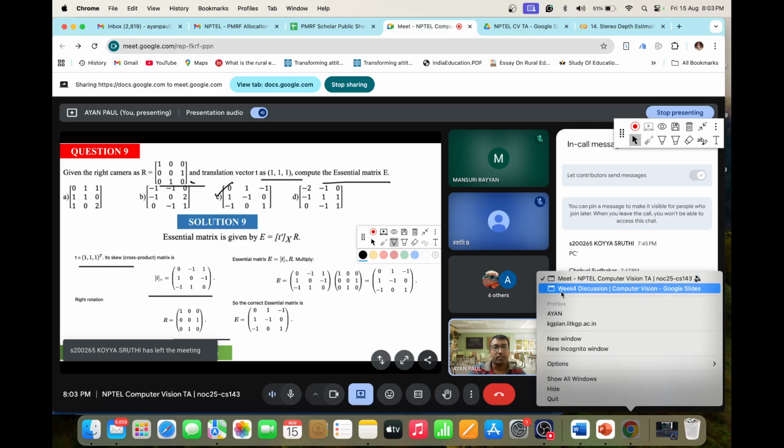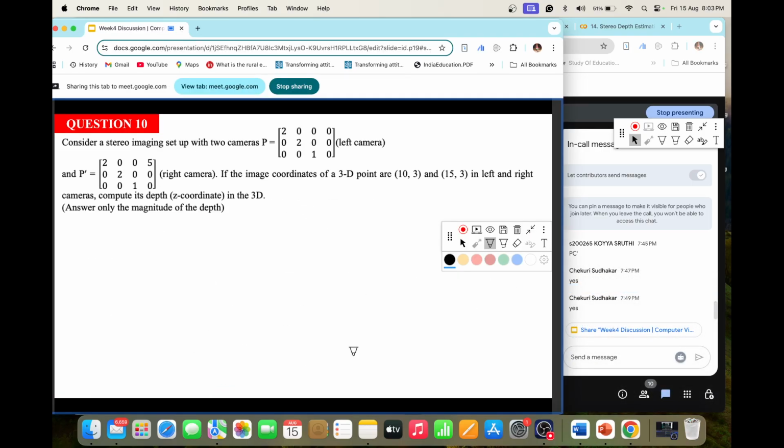Now the last question. Consider a stereo imaging setup with two cameras. This is the first camera, this is the second camera, P and P dash. If the image coordinates of the 3D points are 10 3 and 15 3 in the left and right cameras, compute the depth, the z coordinate in 3D. So actually this is of the form K I0.